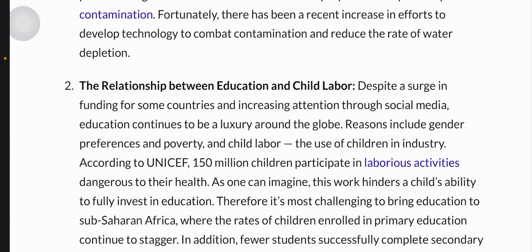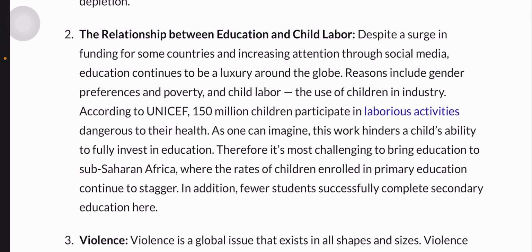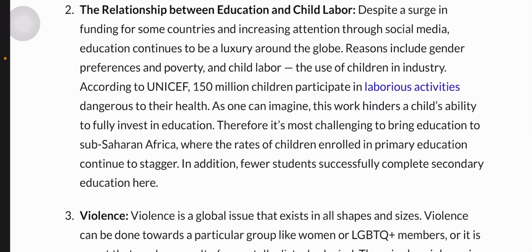The use of children in country. According to UNICEF, 150 million children participate in laborious activities. Dangers to the health, as one can imagine, this work hinders a child's ability to fully invest in education. Therefore, it's most challenging to bring education to sub-Saharan Africa, where the rates of children enrolled in primary education continue to stagger. In addition, fewer students successfully complete secondary education here.